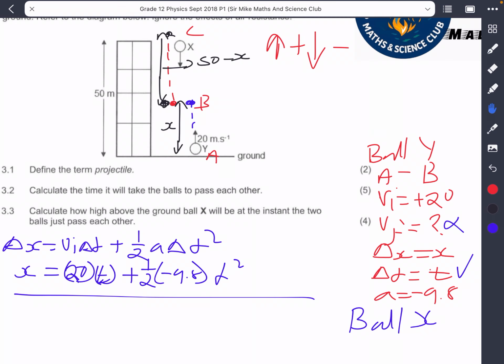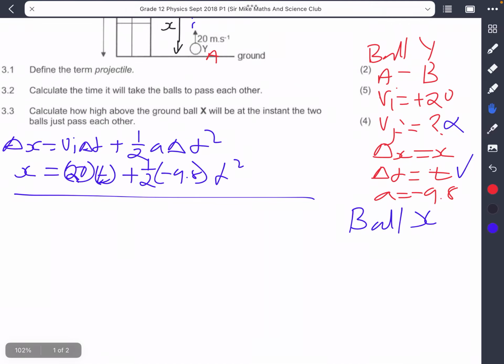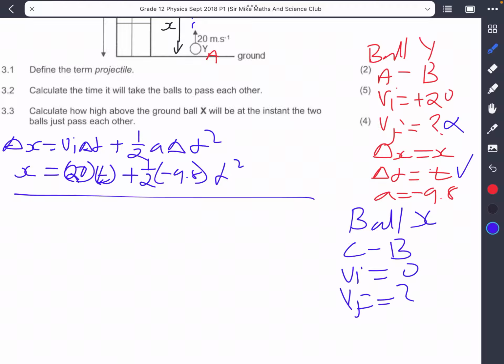So in this case, between points C and B, I know that of course Vi is 0, because they said that the ball was dropped, right? I know that Vf is unknown. But I know that the displacement would be 50 minus x, and that object would be displaced downwards from where it was thrown. So the displacement would simply be negative (50 minus x).